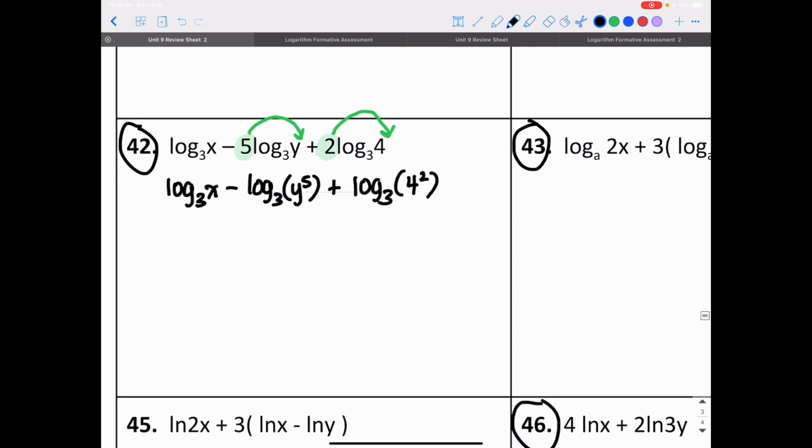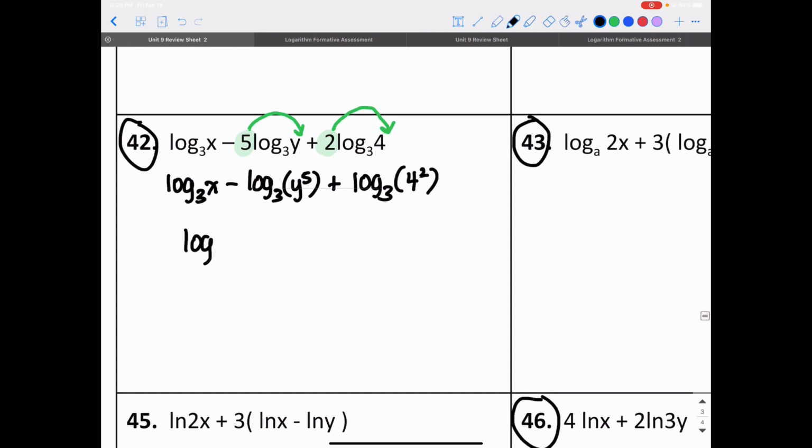I'm going to combine these first two. I'm going to read from left to right. I'm going to combine that way. I see subtraction in between those first two, so I'm going to combine with division. I'm going to take the insides and divide them. I'll have log base 3 of x divided by y to the 5th power plus log base 3 of, this is 4 squared, 16.